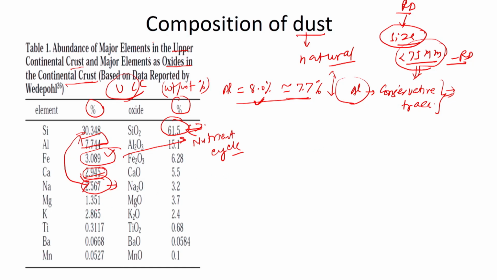Magnesium: there will be a very good correlation between magnesium and calcium, because they belong to the same group of elements and are often present in a similar form. Then potassium is also present in some amount, about 2.8%. Titanium, beryllium and manganese are also very important. Sometimes titanium is also taken as a source of natural dust aerosols. So this is very important. Not only that, apart from this you can also use their elemental ratios.